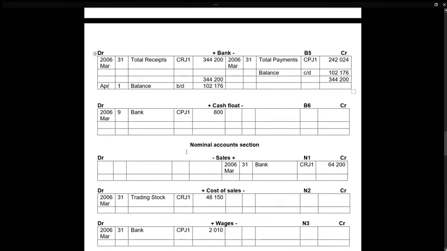Cash float. Okay, so easy, debit side is larger than my credit side by 800 Rand. This was the calculation. Details will be balance. Last of the month.